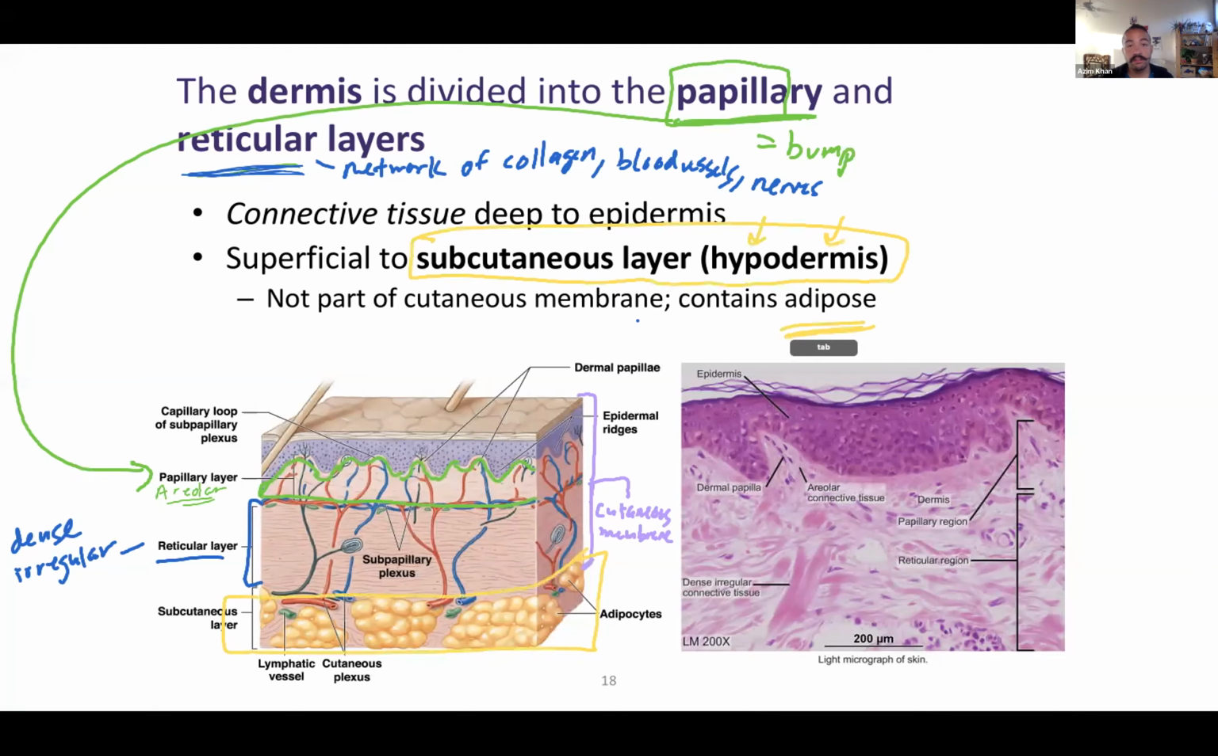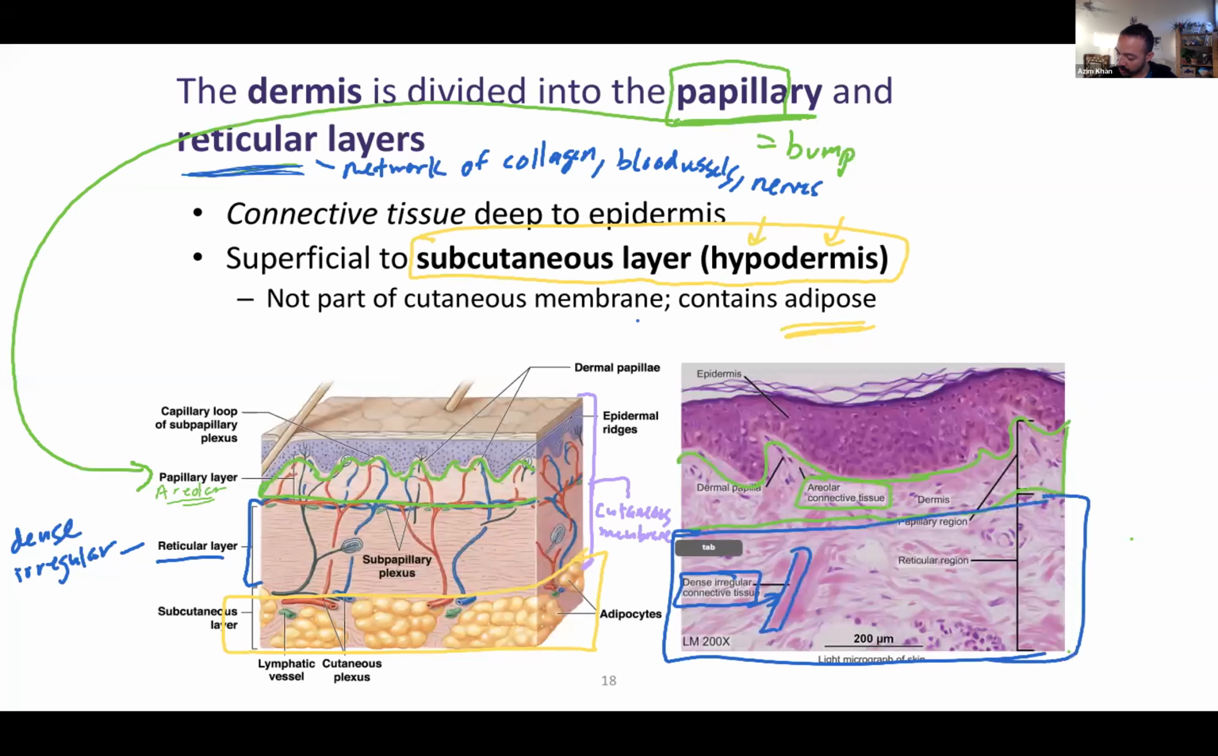The histology here on the right, you can see the papillary layer is roughly that. It's a very slight difference in the texture, the appearance of the papillary layer, which is areolar connective tissue, versus the reticular layer. Do you see the broader collagen? That indicates that it's dense, irregular. All of this is reticular layer.